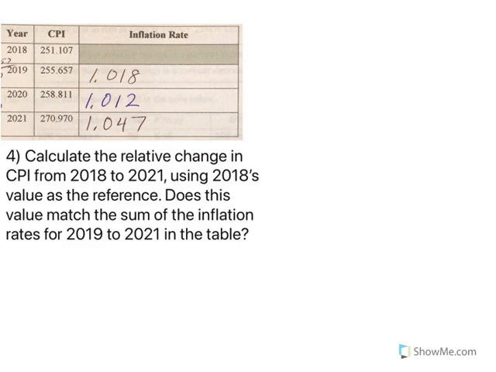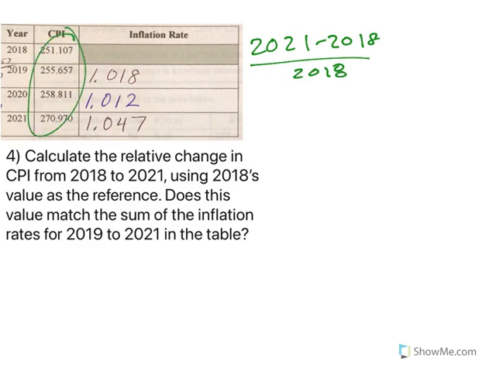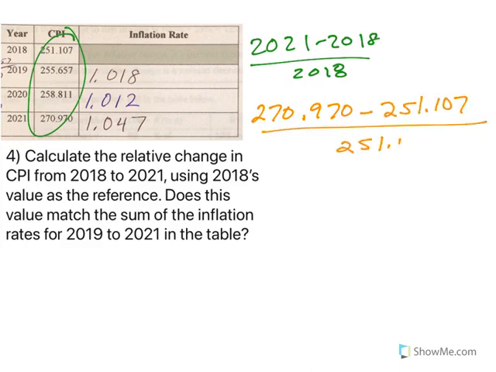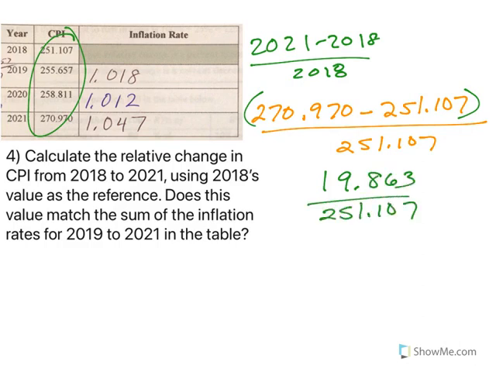Okay, so if we're going to use 2021 minus 2018 divided by 2018, right? We're using the CPI values for those years. So 270.970 minus 251.107 all over 251.107. Again, put your numerator in parentheses before you put it in your calculator. So 19.863 divided by 251.107, which gives us 0.0791, or roughly 7.91%. That's if we just calculate 2018 to 2021.